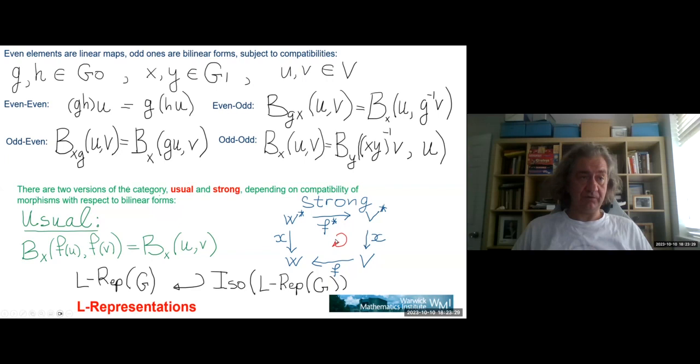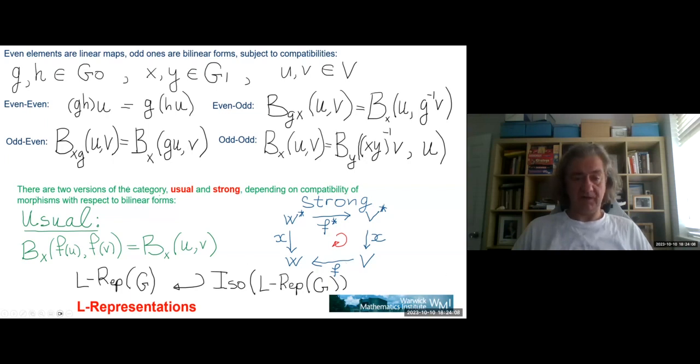In the strong version, it will have to preserve these bilinear forms on V and W, or on V and on the dual, and this makes it invertible. Essentially, this usual one we call LRAP, and the strong one are essentially only isomorphisms in LRAP. Note that in the usual one, because all these bilinear forms are preserved, all the maps have to be injective, right? And here they all have to be bijective.